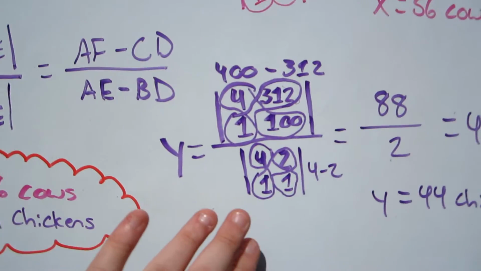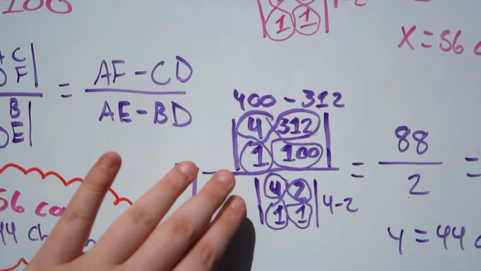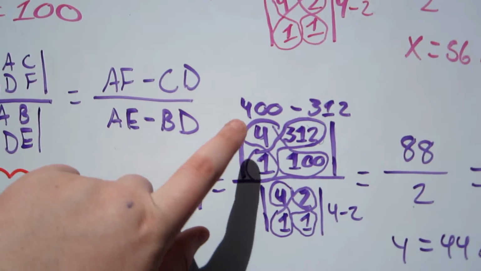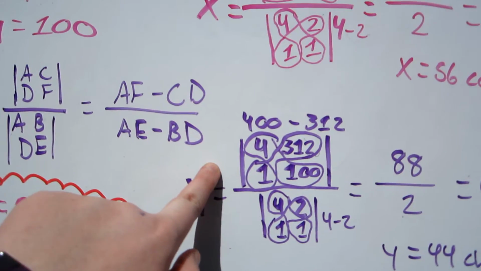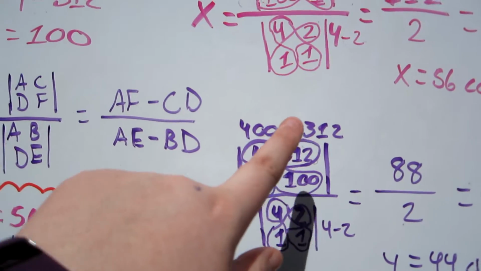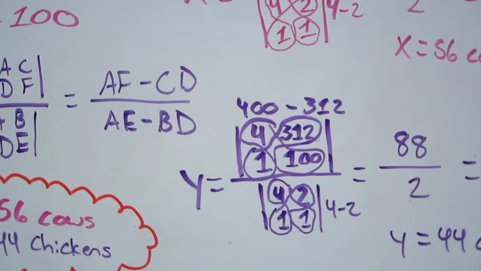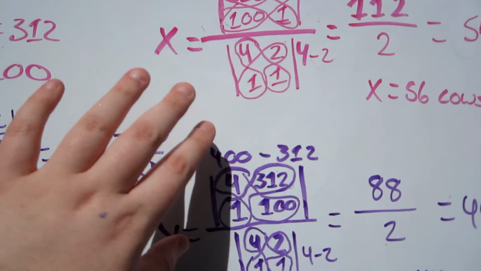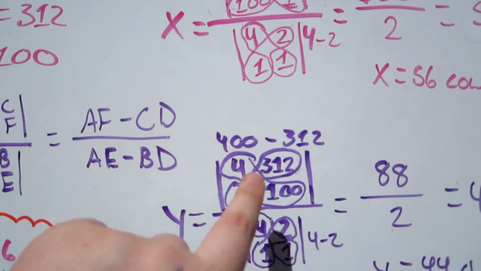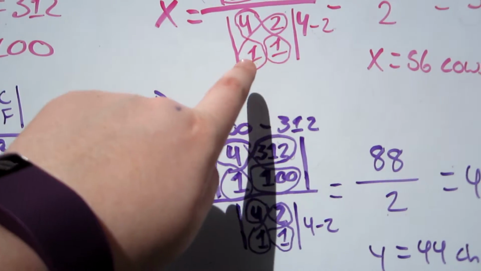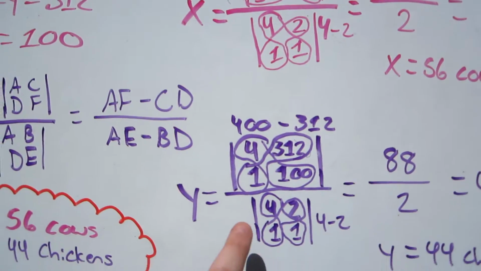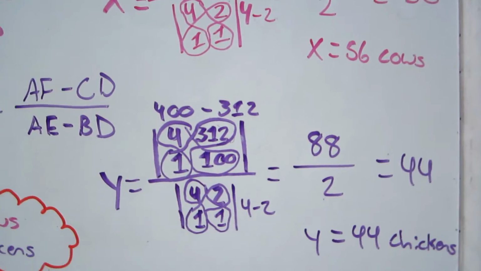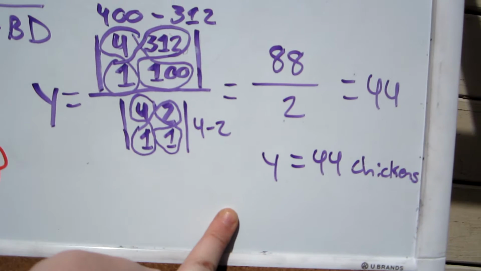And then for solving y, you keep A and D the same, and you change B and E to reflect C and F. So it's 4 and 1 and 312 and 100. Then you find the determinant by cross multiplying. 400 minus 312 is 88, and 4 minus 2 is 2. So 88 over 2 is 44, so you have 44 chickens.